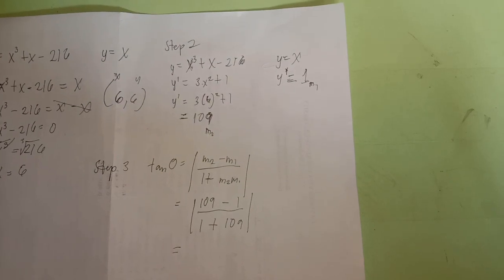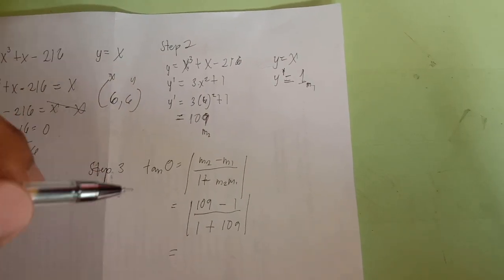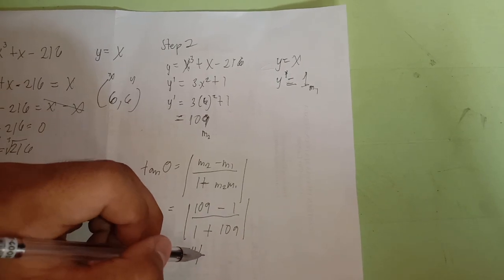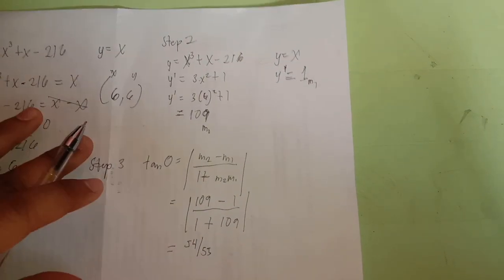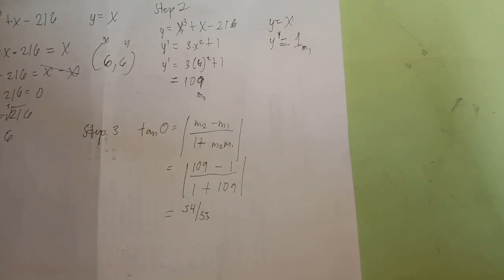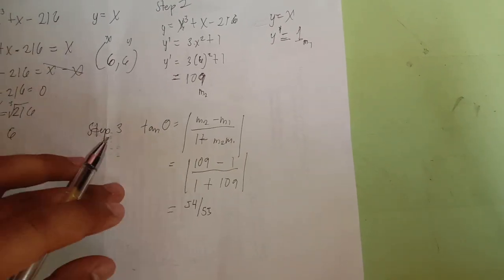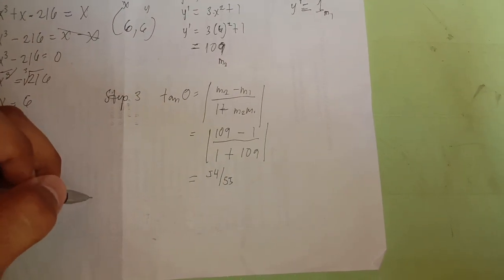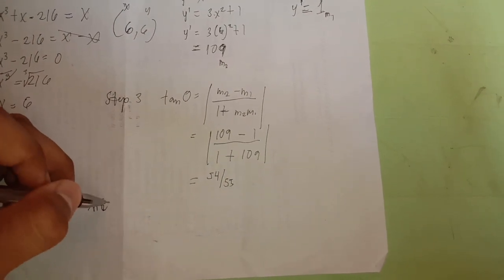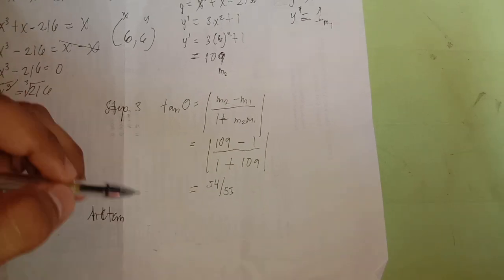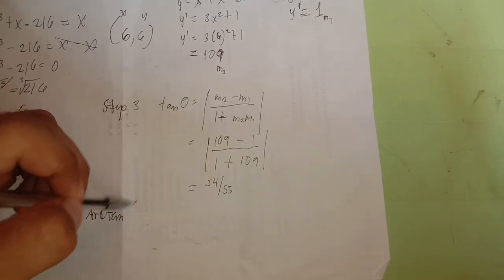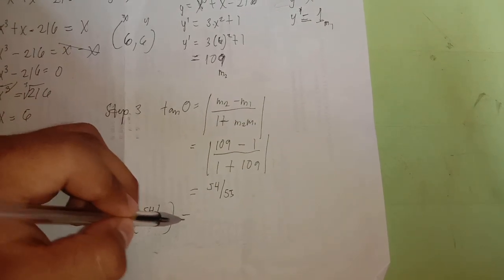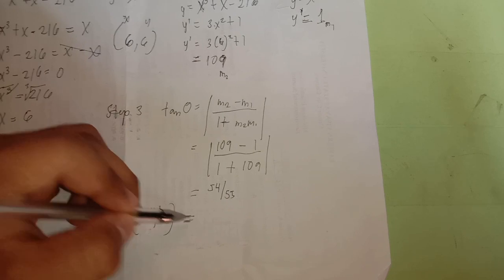So it is 54 over 55, but that is not our angle. To get our angle, we should take arctan of 54 over 55, so that we will get the angle in degrees.